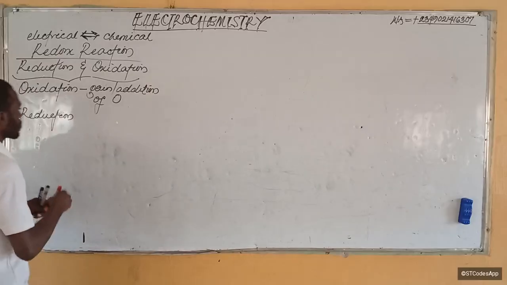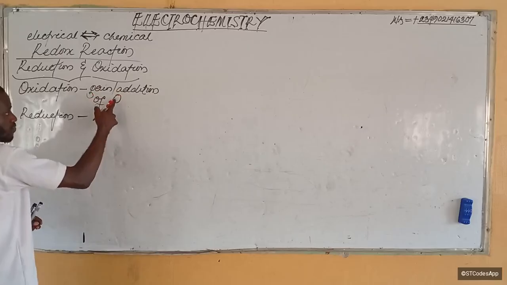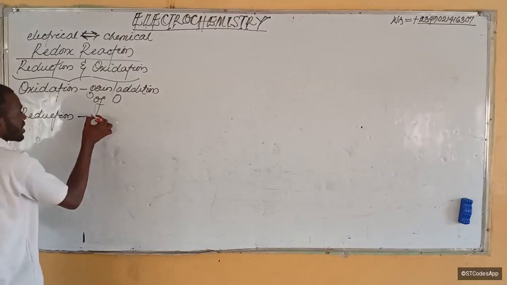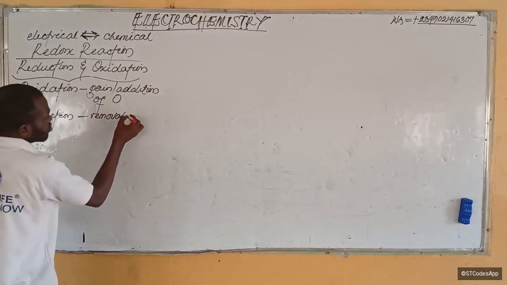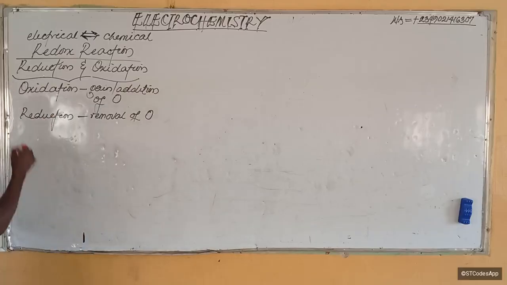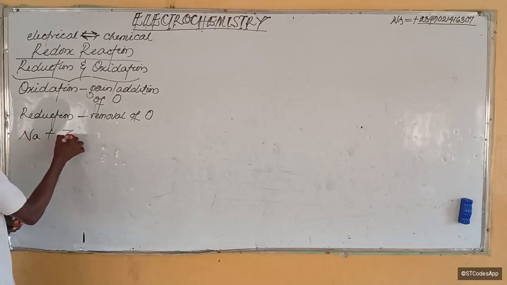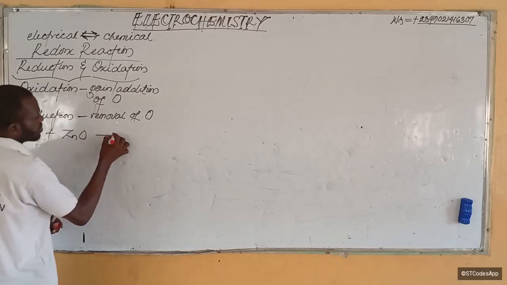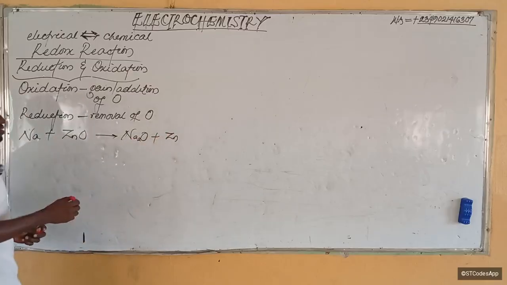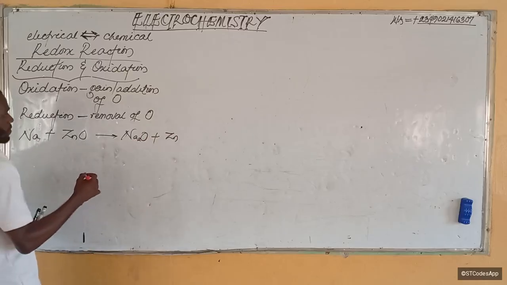So reduction is going to be the opposite. If there is a gain of oxygen, the oxygen was taken from someone. So that means that that person has been reduced. So it is the removal or loss of oxygen that is reduction. A typical example that I'll give is, maybe we should react sodium metal plus zinc oxide to give sodium oxide plus zinc metal. So we'll put 2 here.